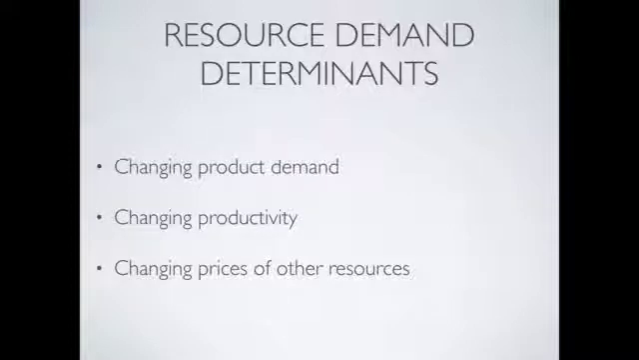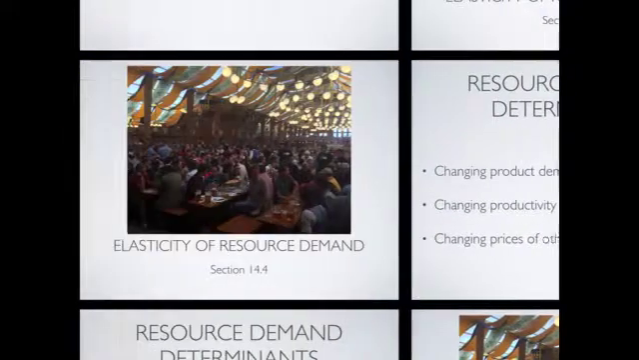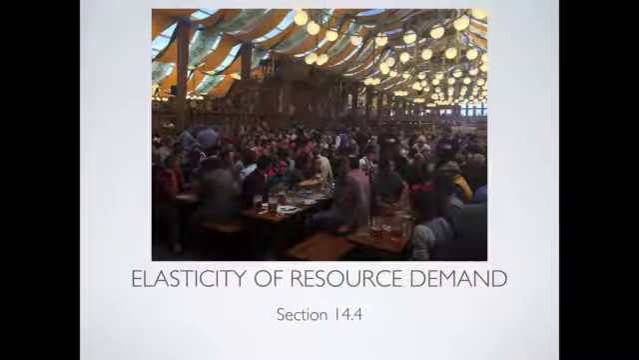All right. So for example, if there was a robot that could make pizza, and that capital became cheap enough that it supplanted the individuals who were the pizza makers, that would change the demand for that particular resource, for that particular skill. So the elasticity of resource demand: how responsive, for example, how much people want to use labor is, how sensitive that is to changes in the wage rate.